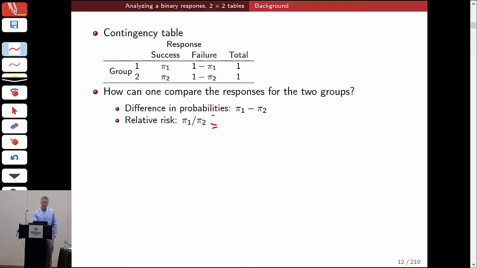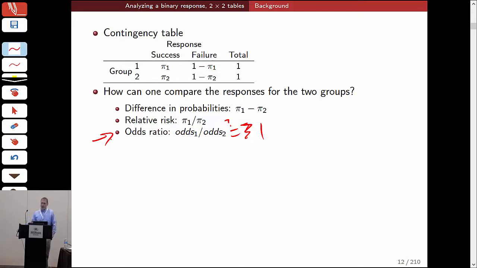And if this was equal to 1, again, that would say that the probabilities were exactly the same. And lastly, one could look at what are called odds ratios, where you simply rescale the probabilities into odds and look at, let's say, the odds for group 1 divided by the odds for group 2. And again, we might be interested in whether that is equal to 1 or not. If it was equal to 1, then that also means that pi 1 is equal to pi 2. So we are going to focus on these odds ratios.